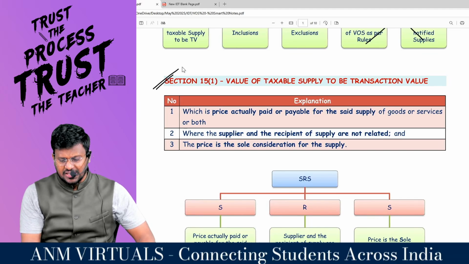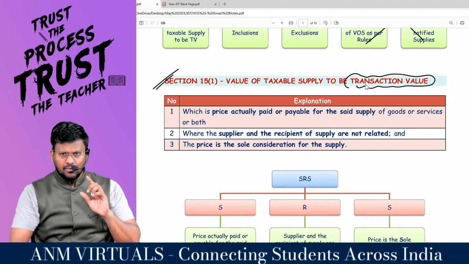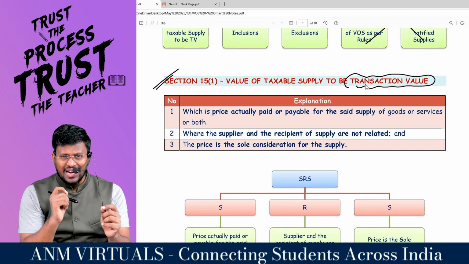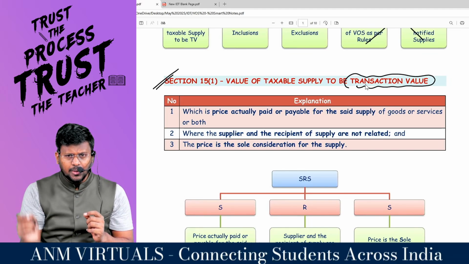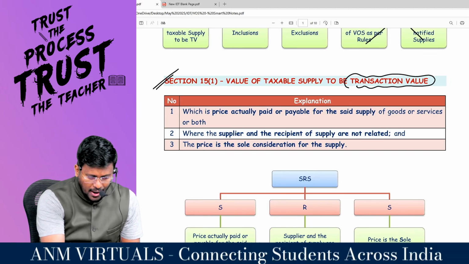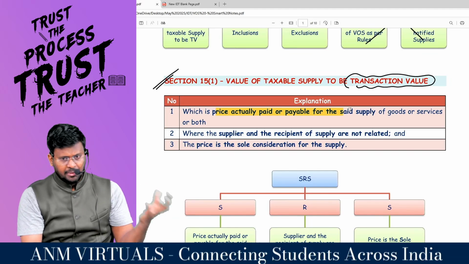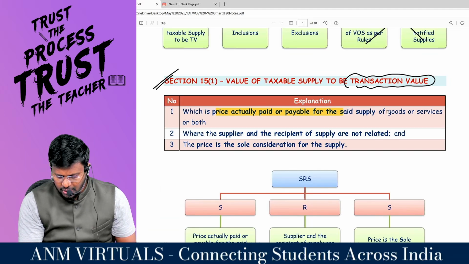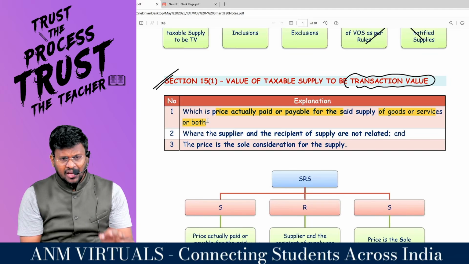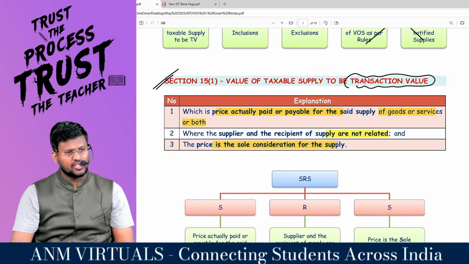Value of taxable supply to be the transaction value. There will be one supplier and one recipient, both transacting with each other. At what price they are transacting, that should be the value of supply. So, value of supply is the price actually paid or payable for the said supply of goods or services or both, where the supplier and the recipient are not related, and price should be the sole consideration for the supply.